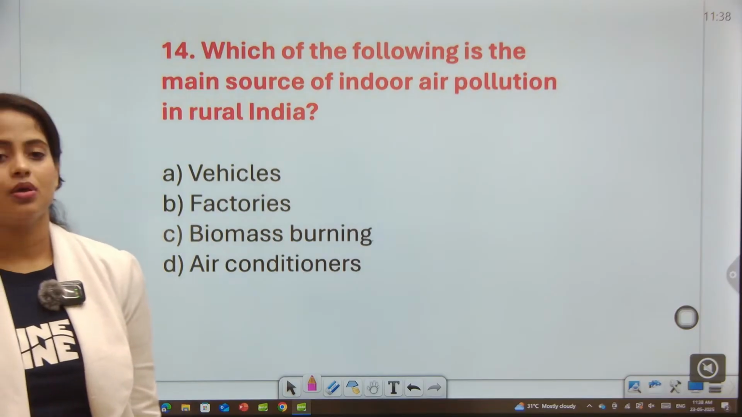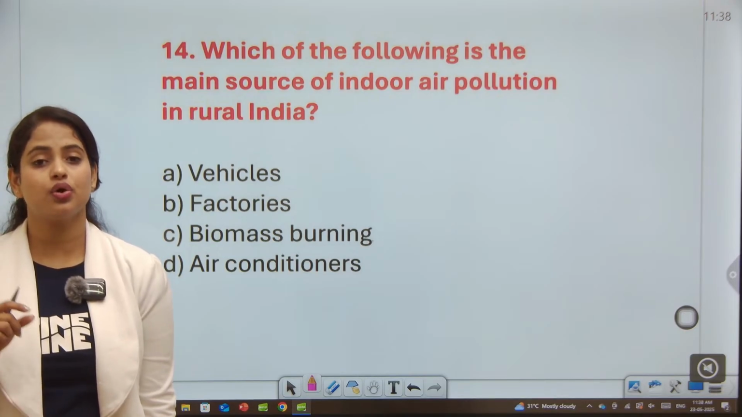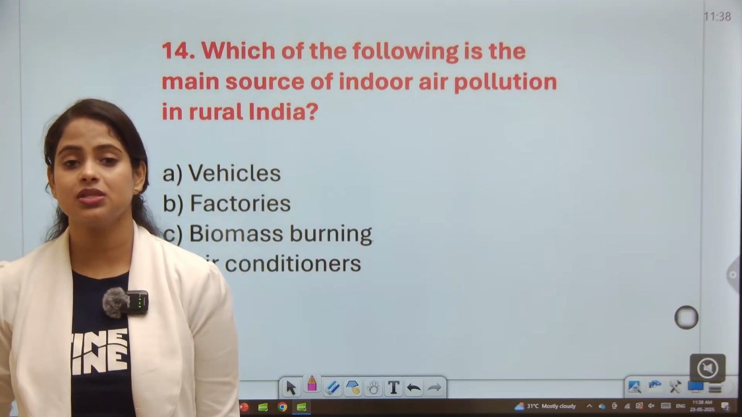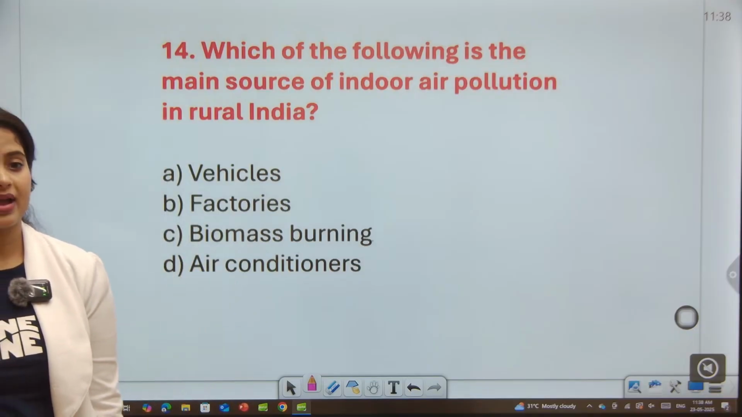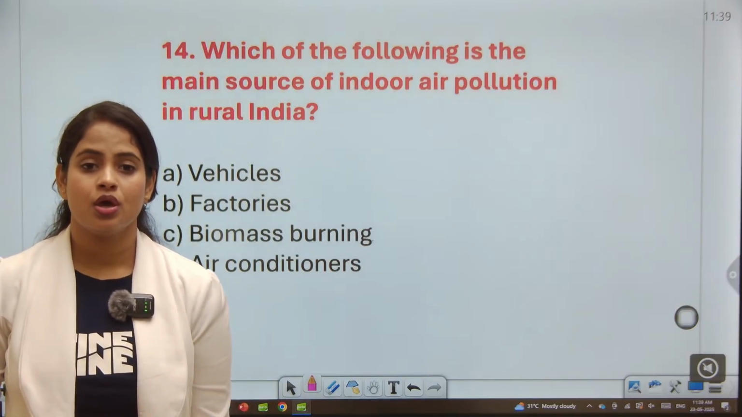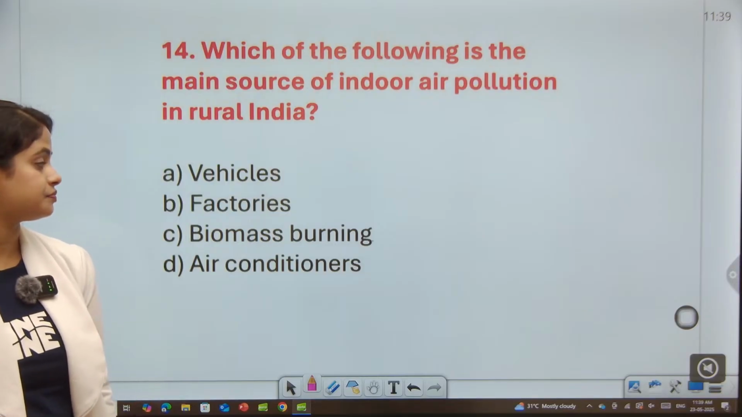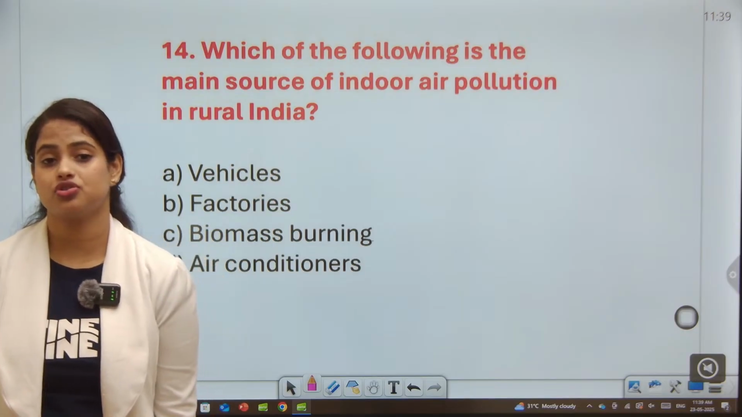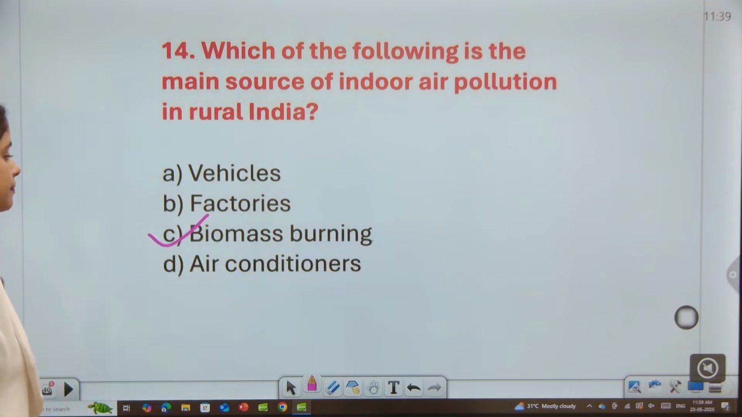Next, which of the following is the main source of indoor air pollution in rural India? That is the vehicles, factories, biomass burning or air conditioners. Which of the following is the main source of indoor air pollution in rural India? In rural India, the main cause of indoor air pollution is biomass burning.